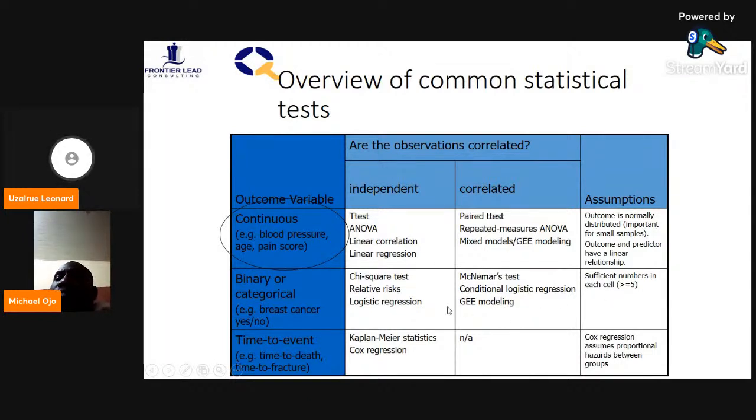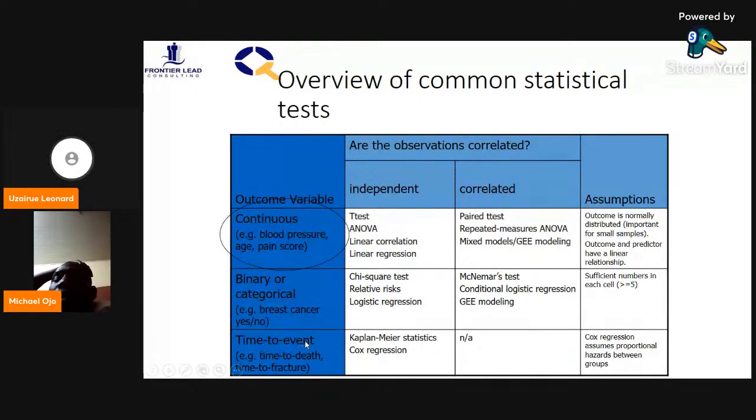Now, for you to be able to run all these things we are talking about, there has to be a sufficient number in each cell. We are going to see this when we go into the practical session. Usually, for example, a yes or a no: if it is less than 5, then you cannot run a chi-square on it. You'll be running what we refer to as Fisher's exact test. So we cannot run a chi-square for a sample that is less than 5 in a particular box, in either the yes or the no category.